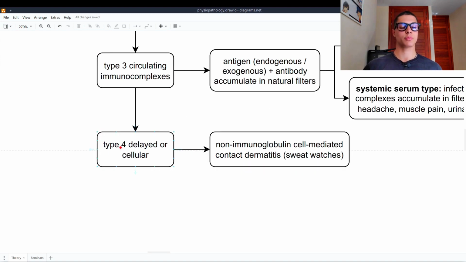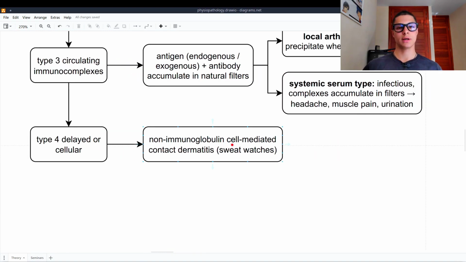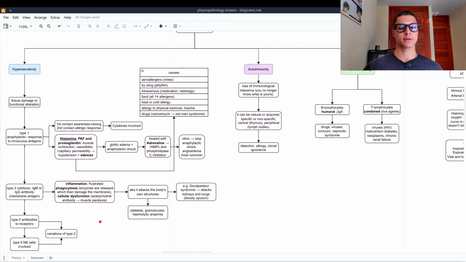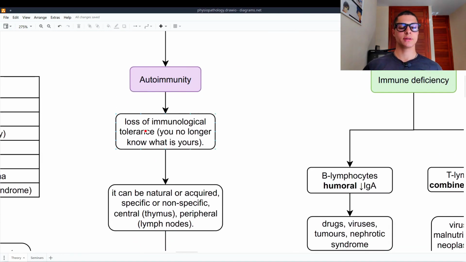And then last but not least, we have type 4, which is delayed or cellular. Non-immunoglobulin cell mediated, so no Igs. This is when, for example, you have sweat under the watch and your skin turns a little bit red. This is a contact dermatitis and it is not an allergy. It is a hypersensitivity. Moving on, we have autoimmunity, which is loss of immunological tolerance.